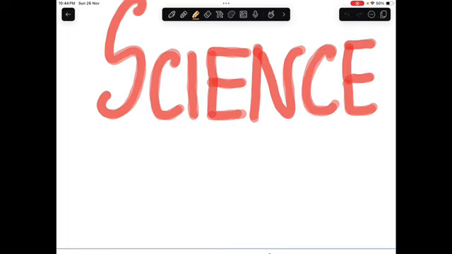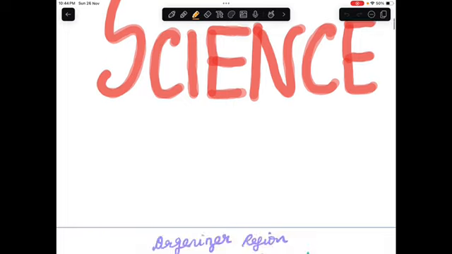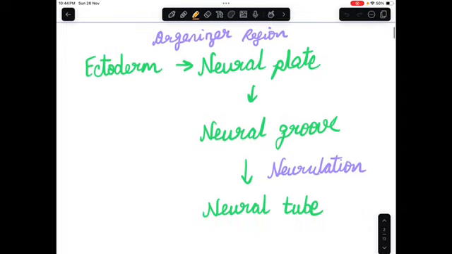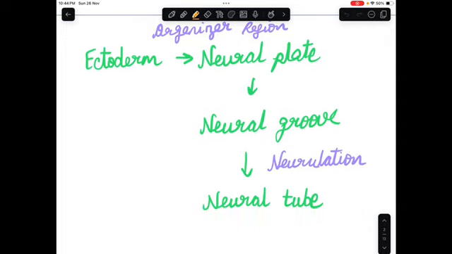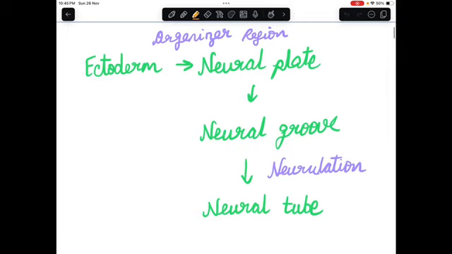That is, a narrow central slip of ectoderm flattens out to become the neural plate, which then invaginates, forming the neural groove, and finally, through the process of neurulation, a neural tube is formed. Today, we will largely talk about the first step of this process, that is, the formation of the neural plate, and what is meant by the organizer region.